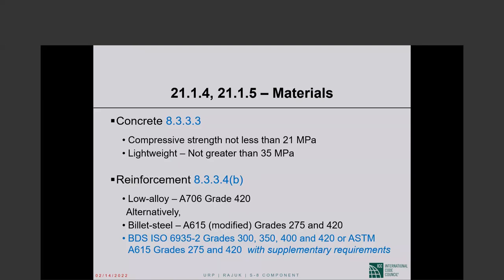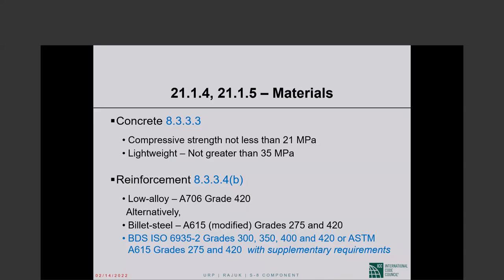There was a change, but that was several editions ago. The limit used to be 4,000 psi. The reinforcement, the preferred type is the weldable A706, which until recently came only in grade 60 or grade 420 in MPa. You are, however, allowed the normal billet steel A615, grade 40 and 60, in MPa 275 and 420.